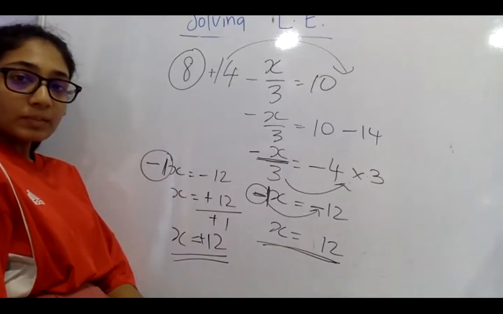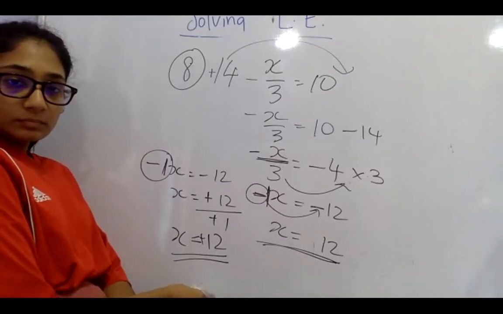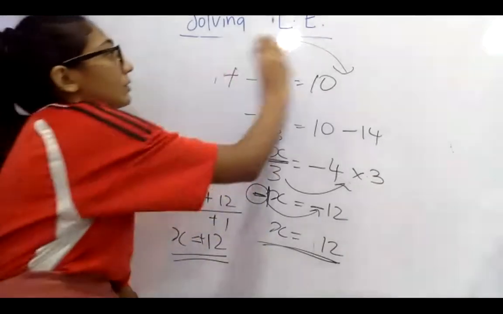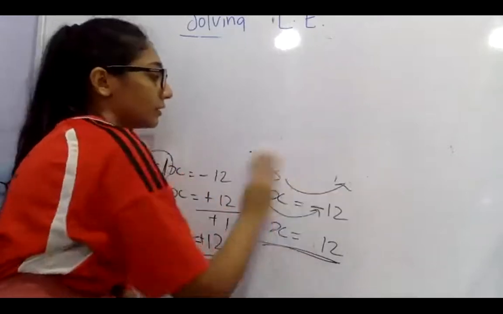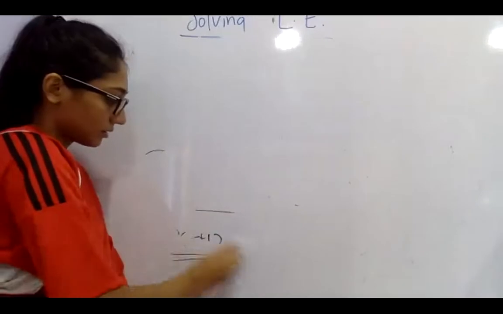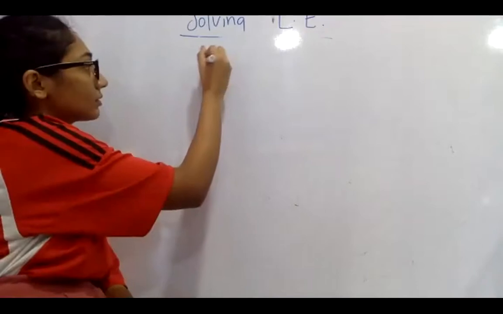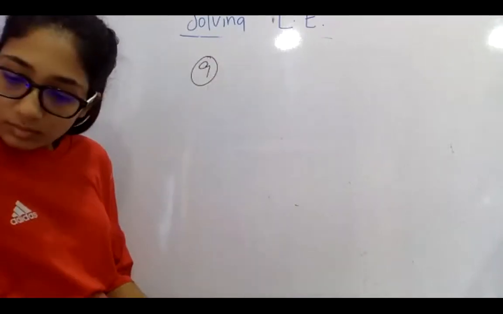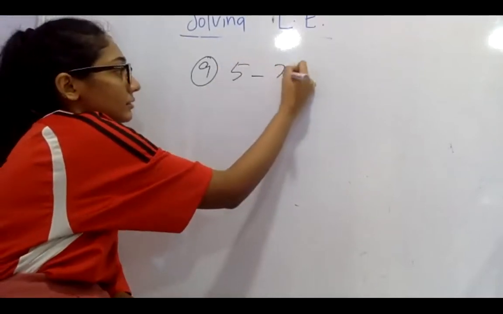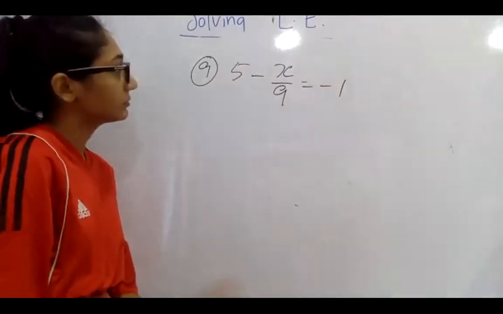Okay, who's still copying? Please raise your hand. If not, I will erase. We'll go to the last question. Okay, let's go to the last question then. Last question is, five minus x over 9 equals -1. Who wants to try it?